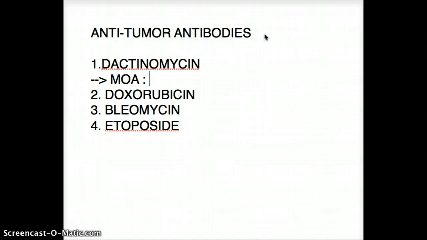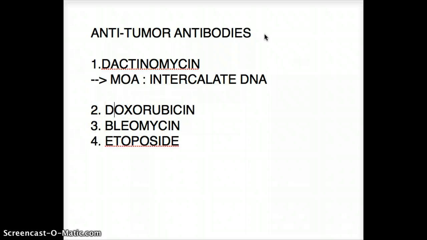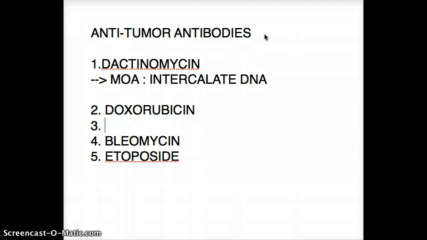Mechanism of action of actinomycin. These are all intercalating substances, or they intercalate DNA. What they do is they generate free radicals which go and sit on the DNA strand, and it does not let DNA replication continue. So in general, they're going to be intercalating DNA. That's for actinomycin. For doxorubicin, the same thing. They're also going to be intercalating DNA.